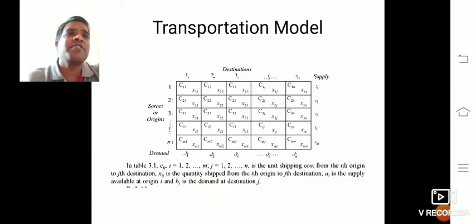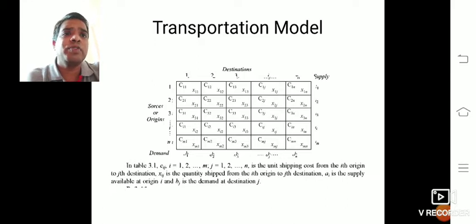And this is the basic structure of the transportation model. Columns are represented by the destinations and rows are represented by the sources. Supplies are represented by I1, I2, I3, I4, and demands are represented by J1, J2, J3, J4, like this. I1 is the quantity available at source 1. I2 is the quantity available at source 2. I3 is the quantity available at source 3, like this.